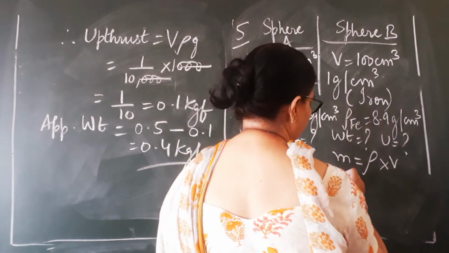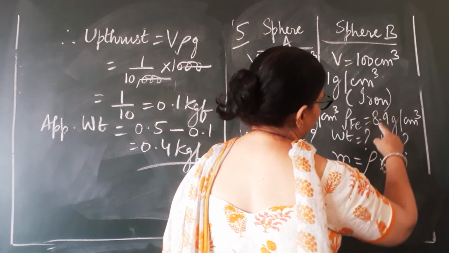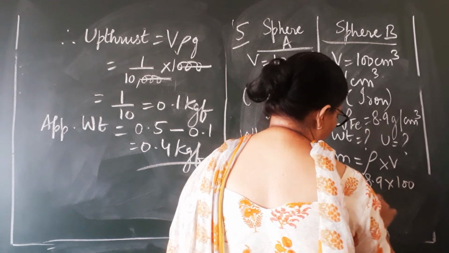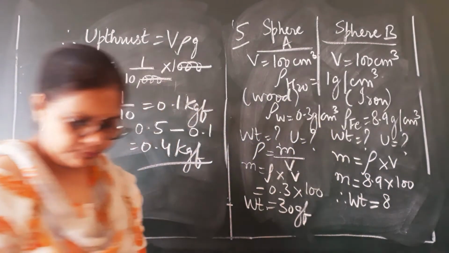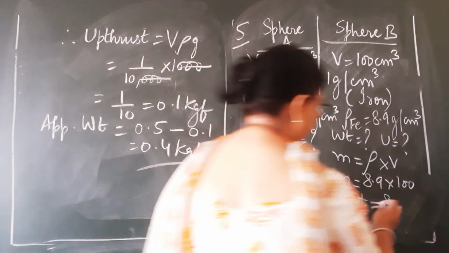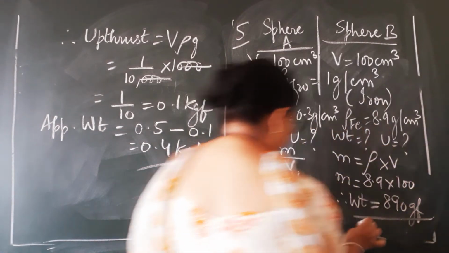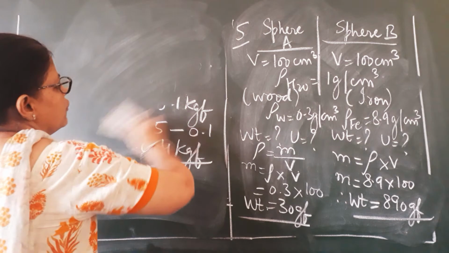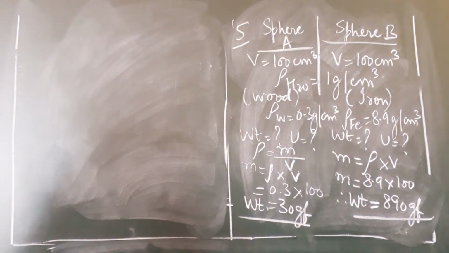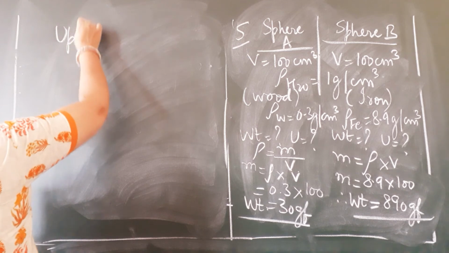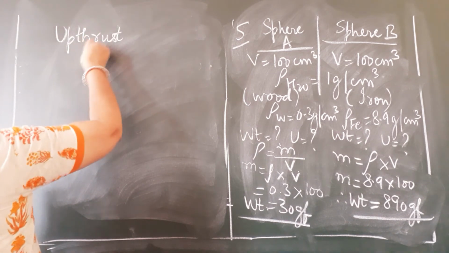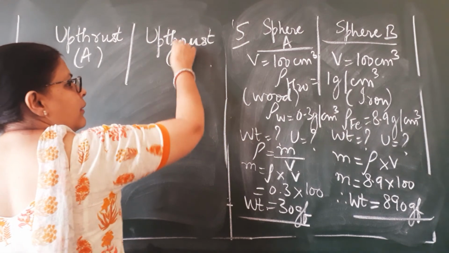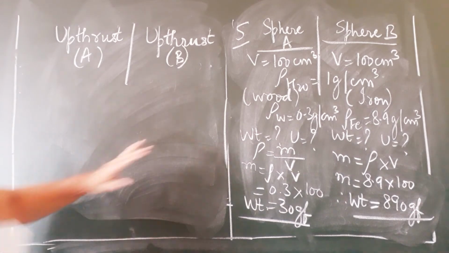Then similarly we do this. Mass is, what is the density? 8.9. What is the volume? 100. So what would be the weight, children? It would be equal to 890 gram force. Okay, so the first part is done. We have found out the weight for both the spheres. Now we have to find out the upthrust. Again, we have to be very, very careful. Upthrust for sphere A and upthrust for sphere B. If we want to find out the upthrust for A, just have a look, children.